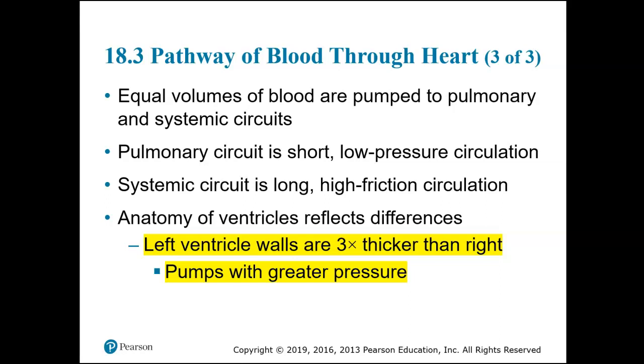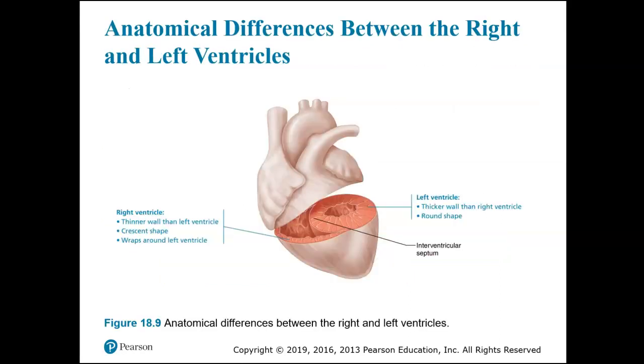A comparison of the ventricles, the left ventricle walls are 3 times thicker than the right because the left ventricle has to pump blood so much farther. The right ventricle only has to pump blood to its left and right. And now you can see a cross section. Here are the walls of the left ventricle compared to the walls of the right ventricle.